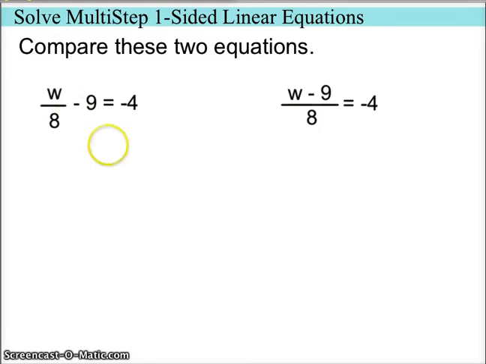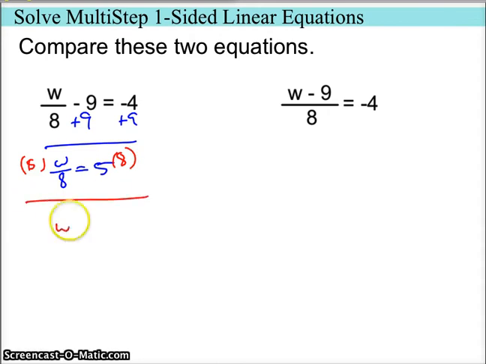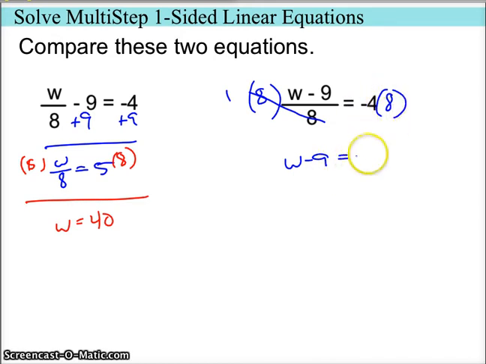Here's what we did with the previous problem. We added 9. That gave us w divided by 8 equaling 5, and then we multiplied both sides by 8, which gave us w equaling 40. Over here it's going to be a little different. I'm going to start with multiplying by 8, because within the division problem there's no addition or subtraction, so I have to undo the division first. 8 divided by 8 gives us 1, which leaves us with just w minus 9 equaling negative 4 times 8, which is negative 32.